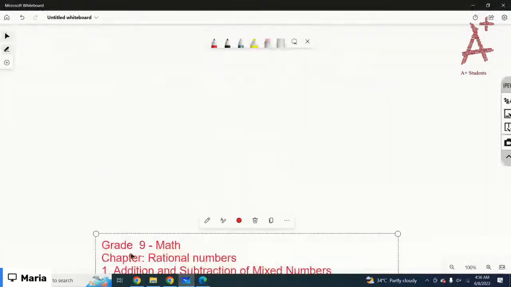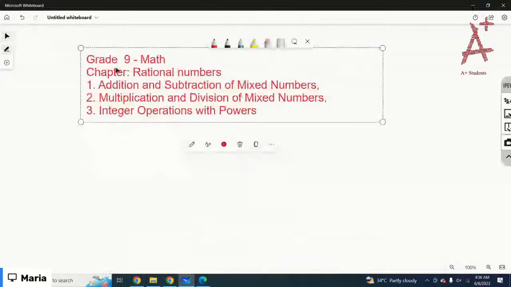Got it? So we were working on grade 9 maths. The chapter we were working on is rational numbers. And the lessons we have covered today are addition and subtraction of mixed numbers, multiplication and division of mixed numbers, and integer operations with powers. So if you have any question, please ask. I'm here to answer all your questions and confusions if you have any.